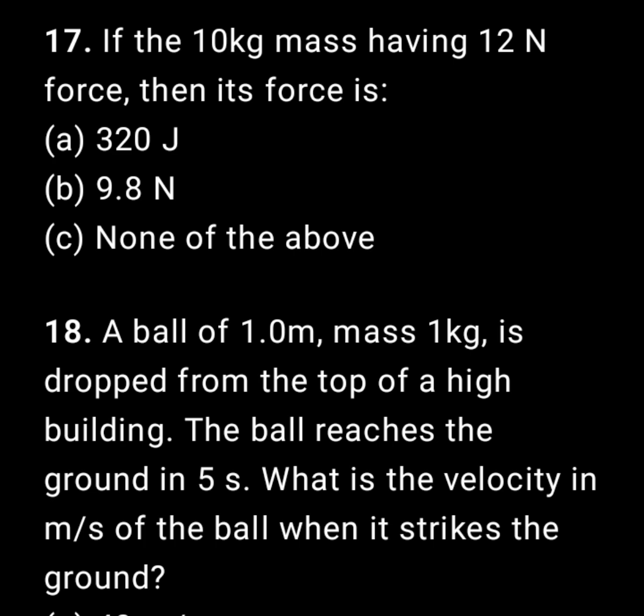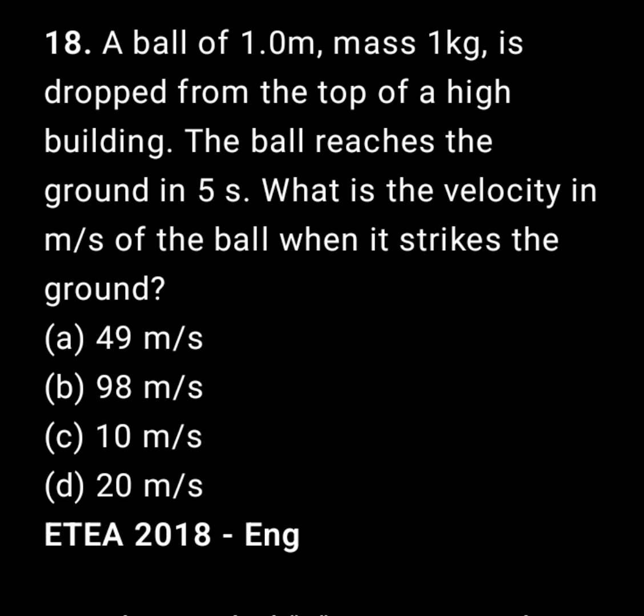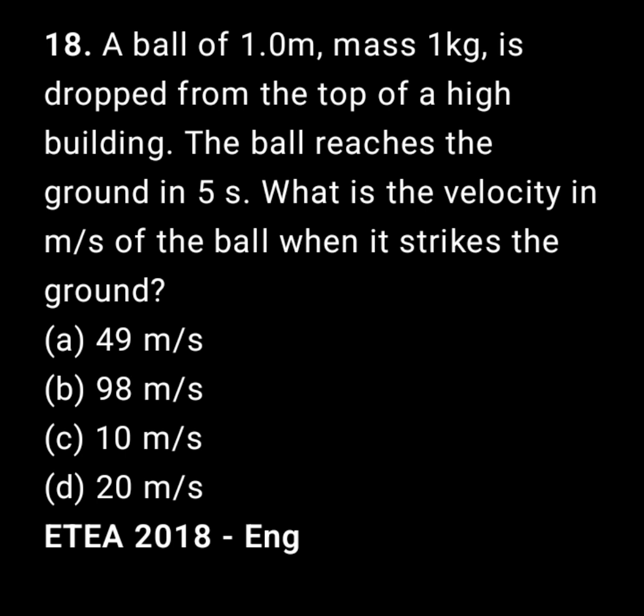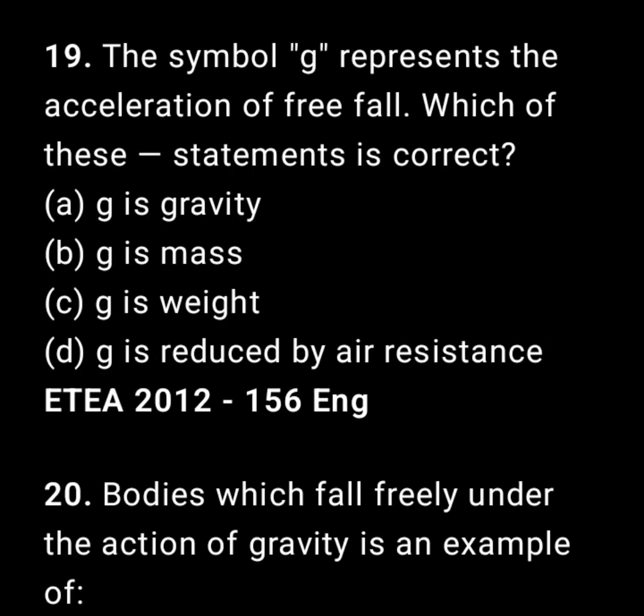18. A ball of mass 1 kilogram is dropped from the top of a high building. The ball reaches the ground in 5 s. What is the velocity in meters per second of the ball when it strikes the ground? A. 49 meters per second. B. 98 meters per second. C. 10 meters per second. D. 20 meters per second. ETA 2018 Eng.